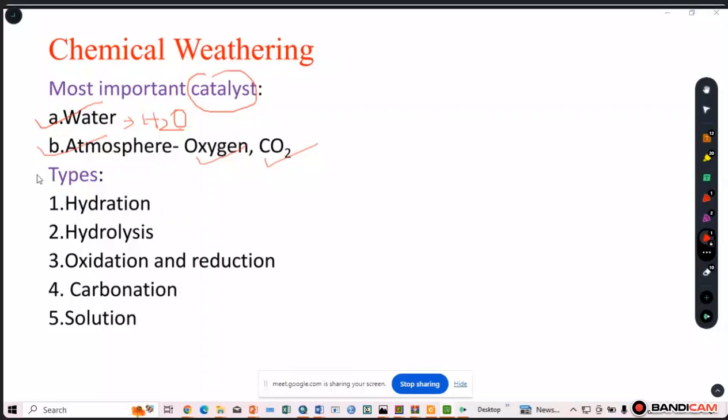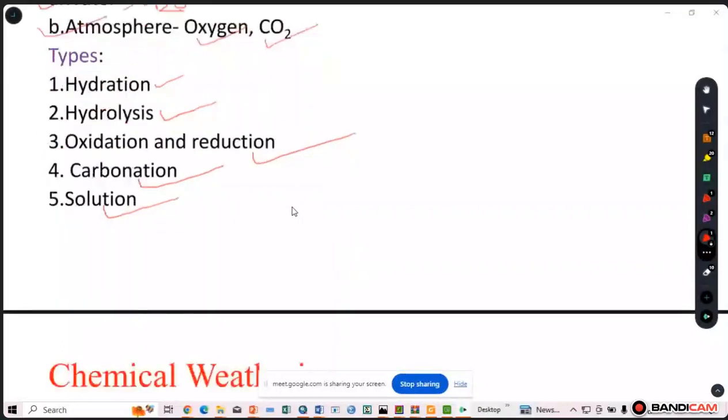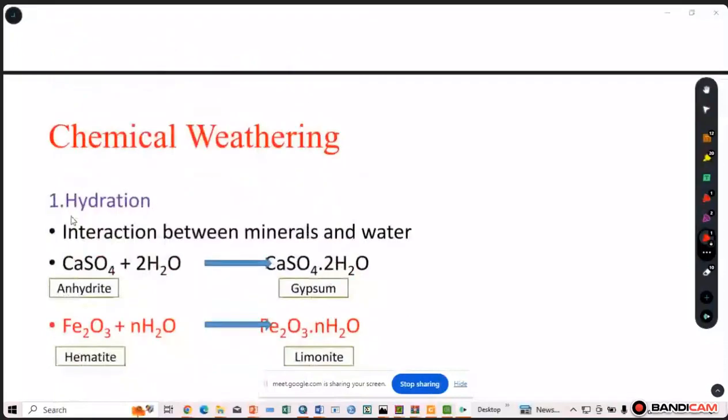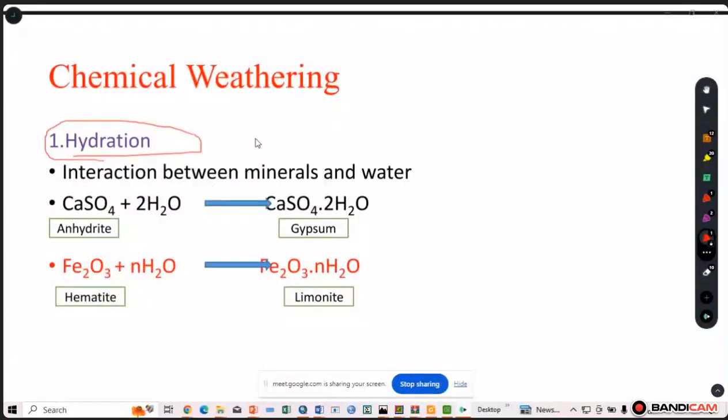As it comes to the types of chemical weathering, there are five types. One is hydration, second is hydrolysis, third is oxidation and reduction, fourth is carbonation, and fifth is solution. Okay, first we come to hydration. What happens in the hydration process?